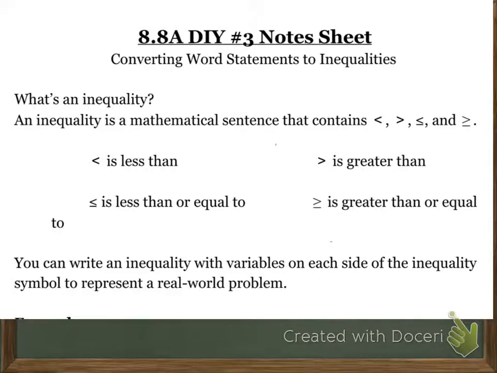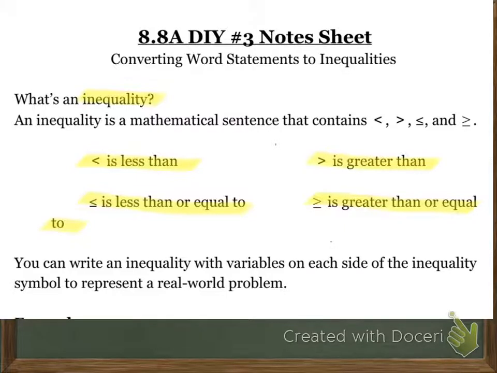So the first thing that we need to talk about is, what is an inequality? It is a mathematical sentence that contains less than, greater than, less than or equal to, and greater than or equal to symbols. So basically it is an equation that does not have an equal sign. It has an inequality symbol. So we can write inequalities with variables on each side of the inequality symbol to represent a real-world problem.